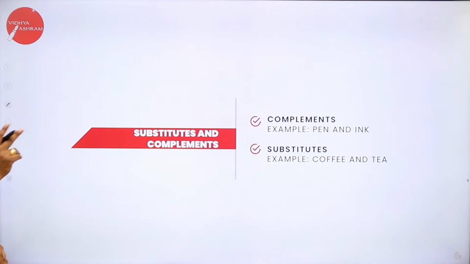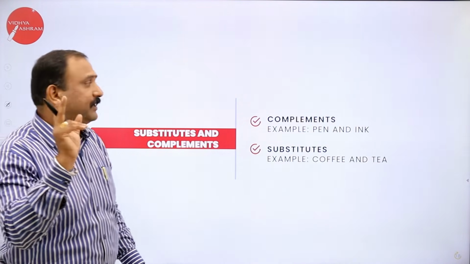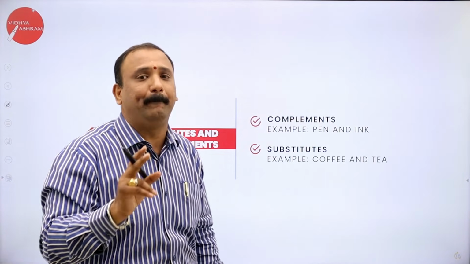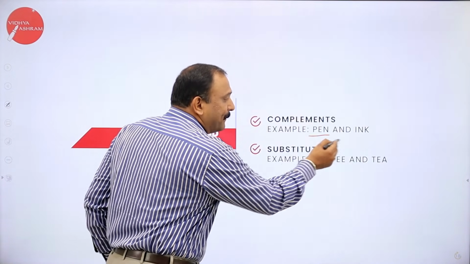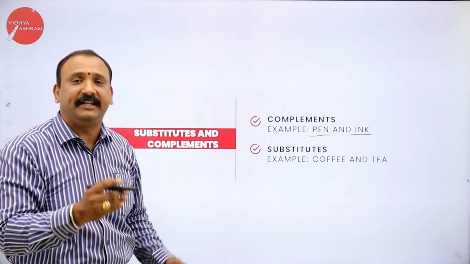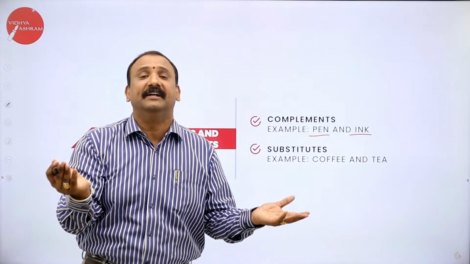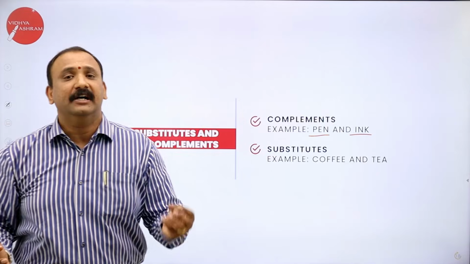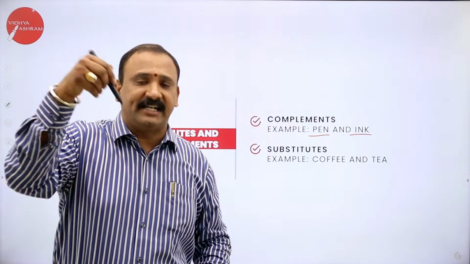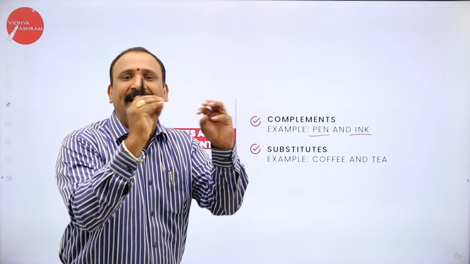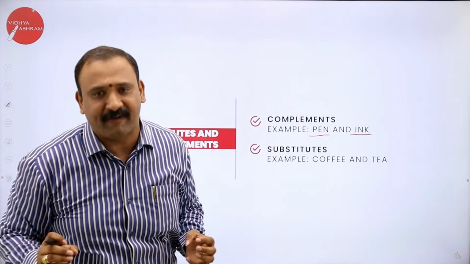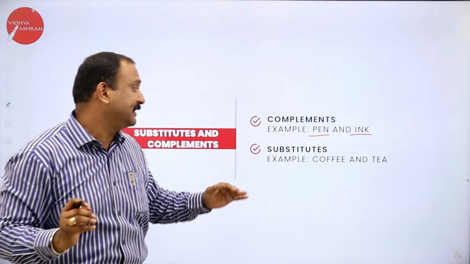Now, substitutes and complements, that's a very, very important factor. What is a complement? Complement is something like pen and ink. Pen and ink are complementary, they complement each other, they function together. How does a pen work? Because there is ink inside, we use the pen for writing. So pen and ink are complementary factors. They work hand in hand.